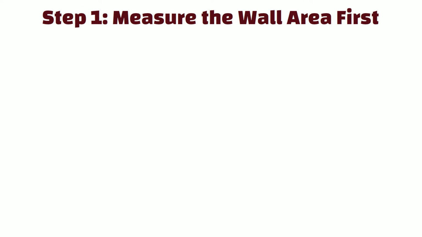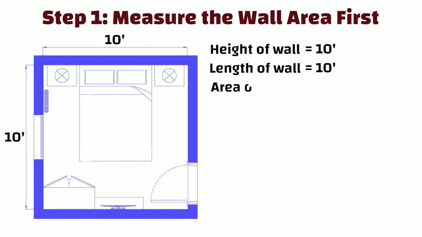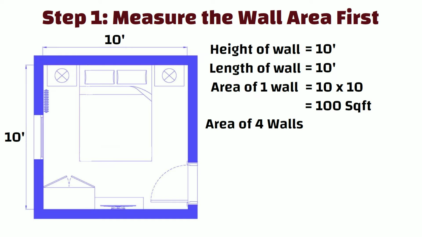Measure the wall area first. Consider a room size of 10 feet by 10 feet. Height of wall 10 feet. Length of wall 10 feet. So the area of one wall shall be length into height, that is 10 into 10 is equal to 100 square feet. We have 4 walls here in one room. So 100 into 4 is equal to 400 square feet.